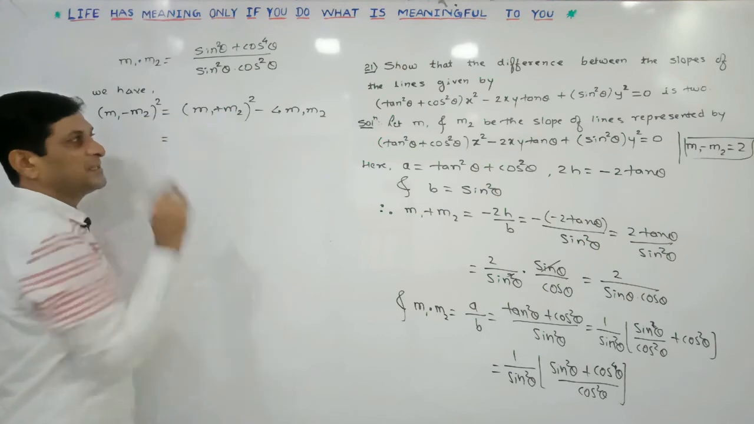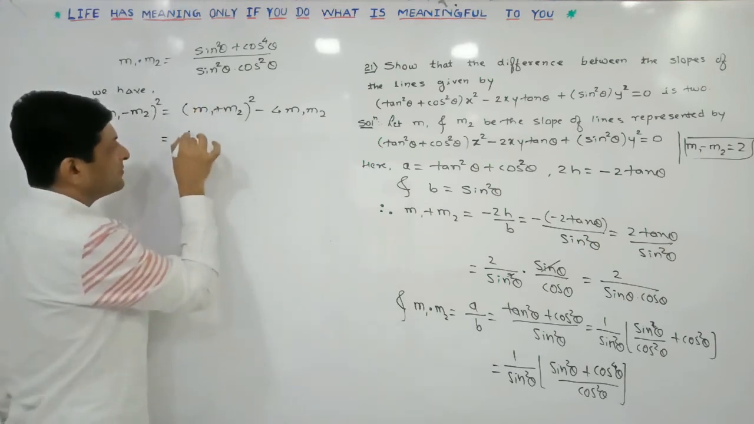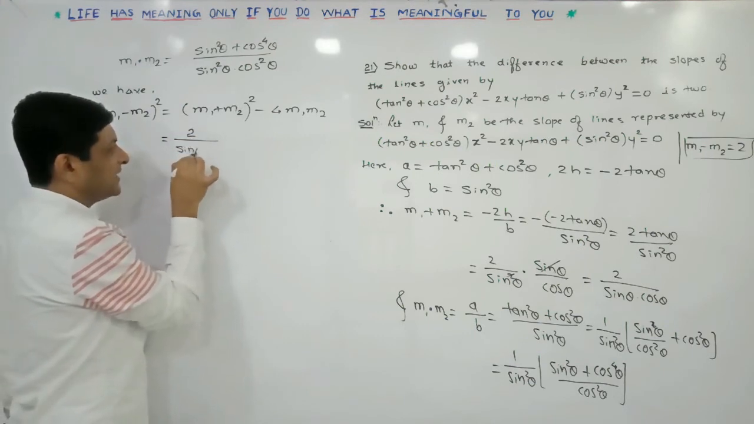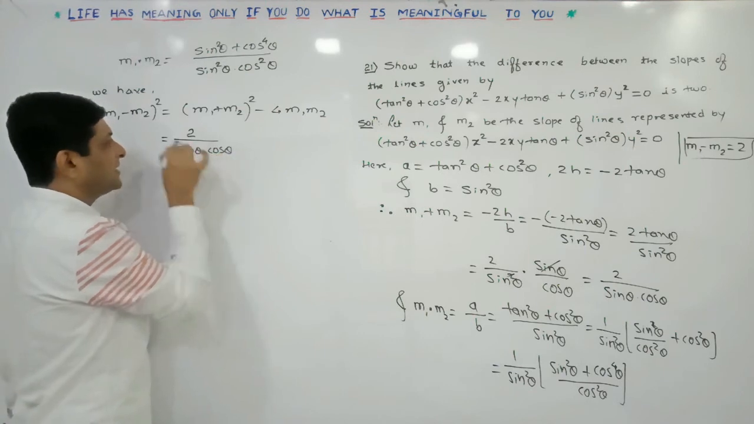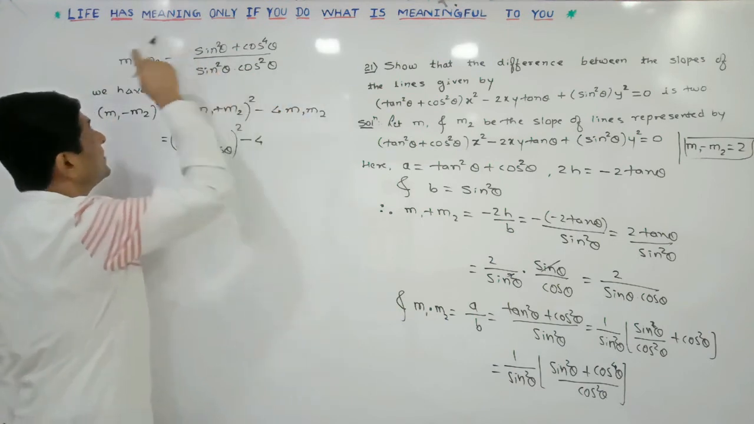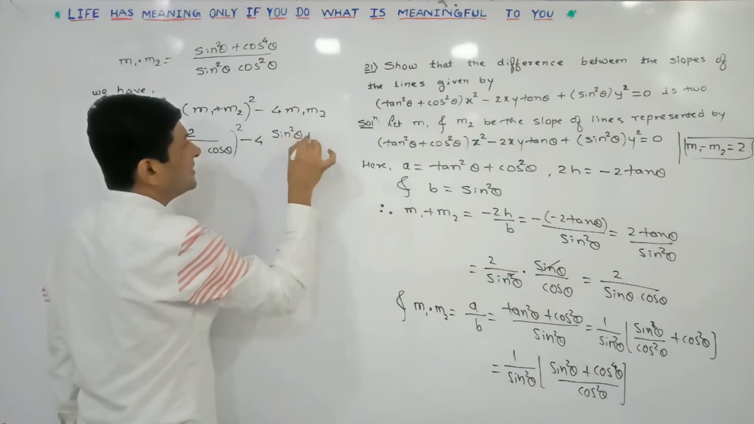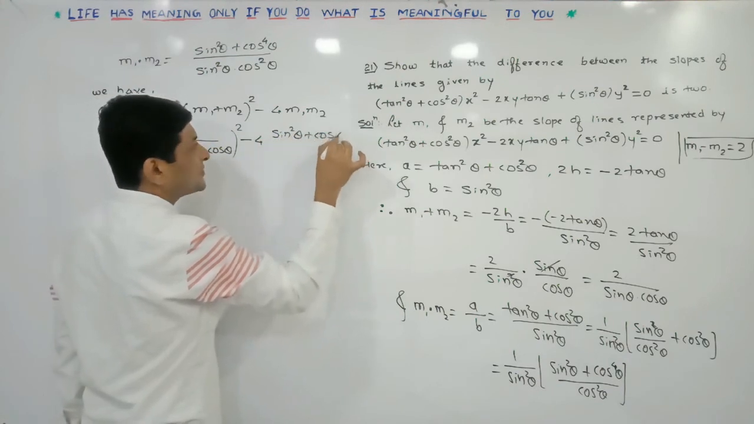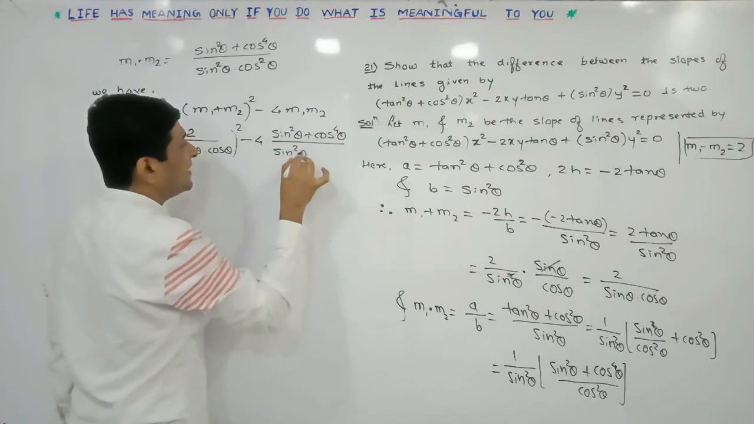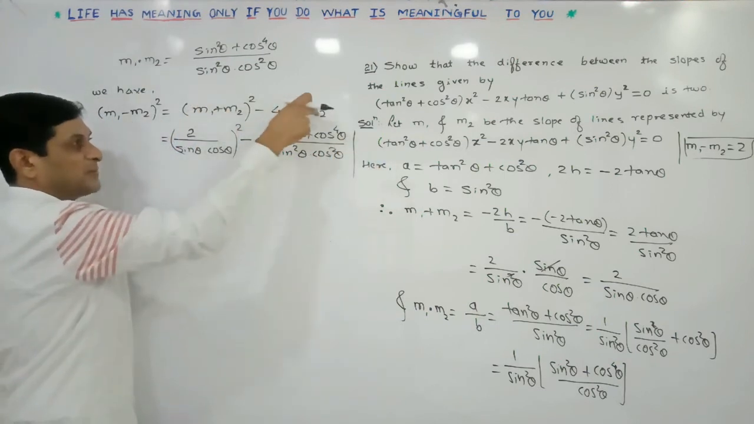Now we are substituting the values. m1 plus m2 we are replacing by its value. What is the value of m1 plus m2? 2 upon sine theta into cos theta. Keep this square as it is, minus 4 also as it is. Now substitute the value of m1 into m2. What is the value of m1 into m2? That is sine square theta plus cos theta raised to power 4 divided by sine square theta into cos square theta. Just we have substituted the values of sum of slopes and product of slopes.